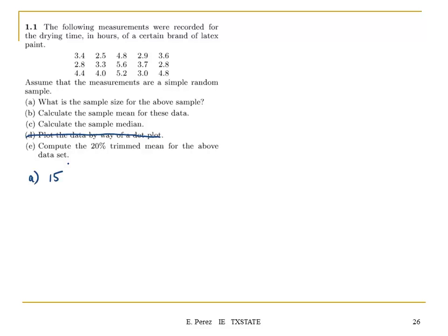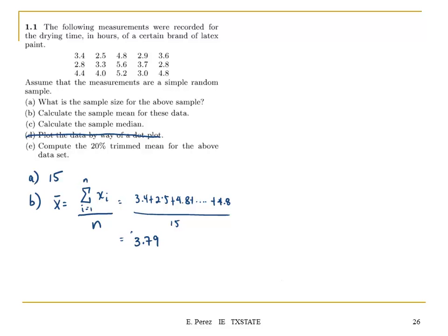Okay, part B. Calculate the sample mean of this data. The sample mean is represented by x bar. You need to show the summation from i=1 to n of all your x divided by n. So in this case, this is 3.4 plus 2.5 plus 4.8 plus ... 4.8, divided by 15. So that equals 3.79. Questions?